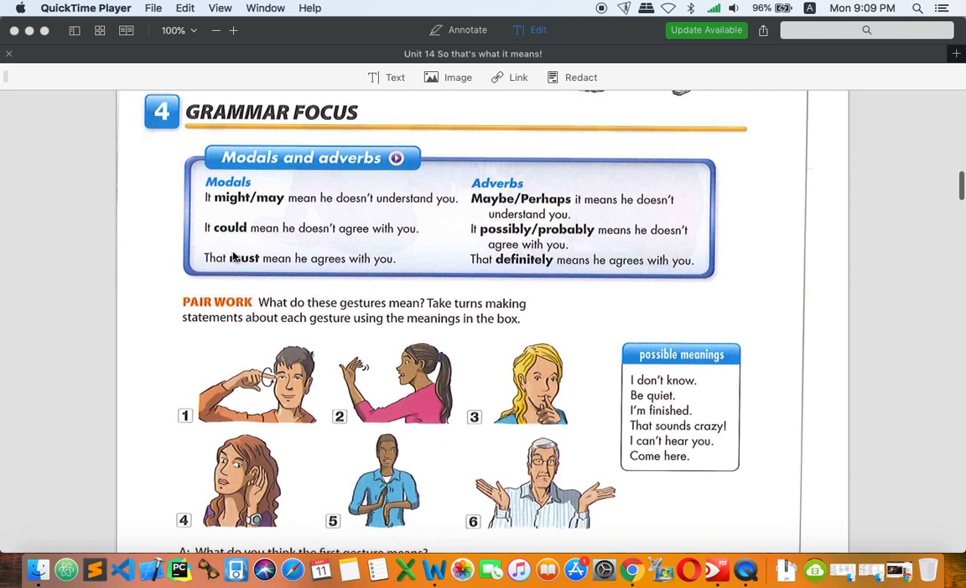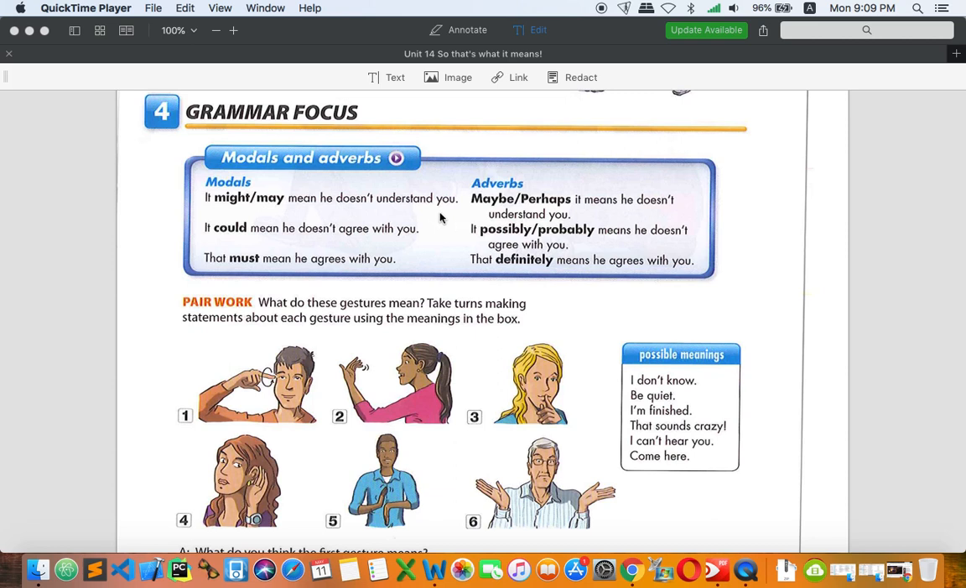So on the first column, as you can see right here, we have modals, and the second, adverbs. Actually, they are not really difficult in this grammar point. As you can see, modals: might and may. It may or might mean he doesn't understand you.